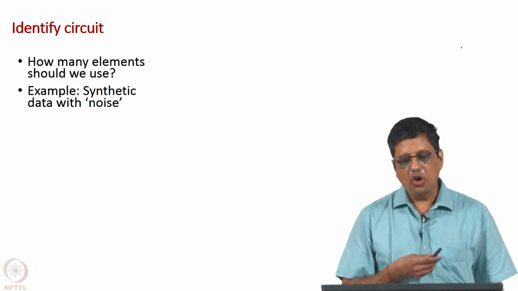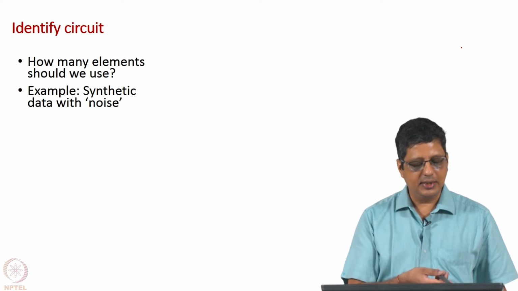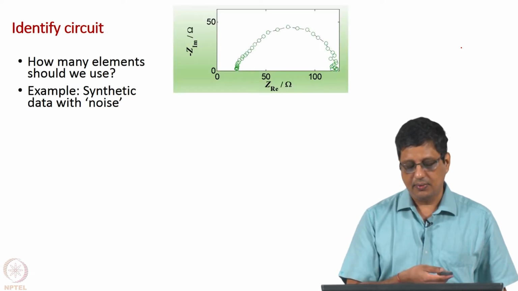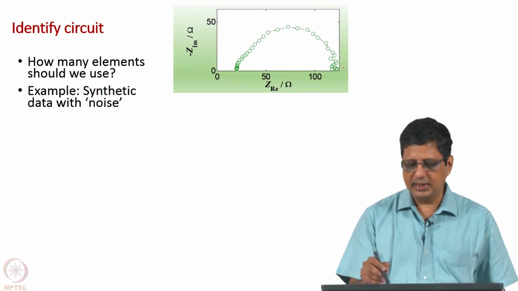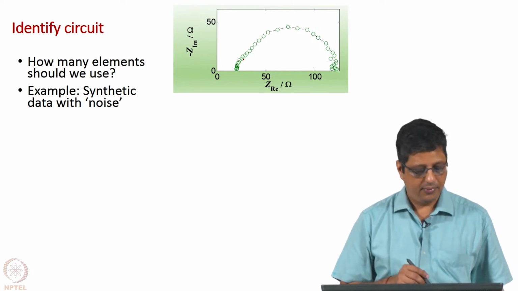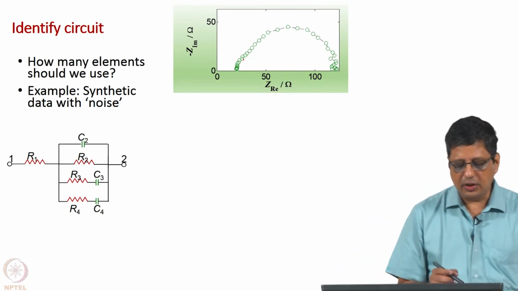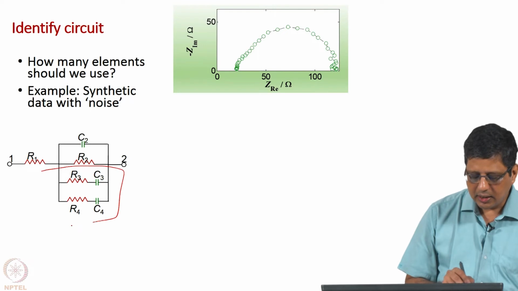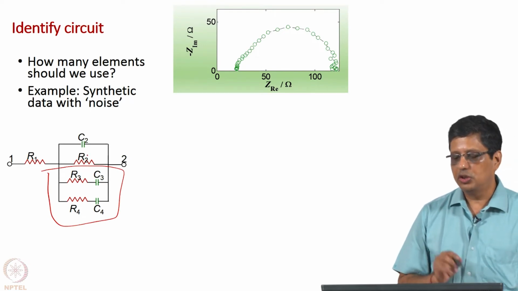Okay. So, how many elements should we use if you are given a data? So, what I have done is to synthesize data with some noise. This is a data synthesized with random noise added. So, you can see it is a little ugly. I can take this circuit, initially I will model it only with R1, C2 and R2. So, one semicircle.